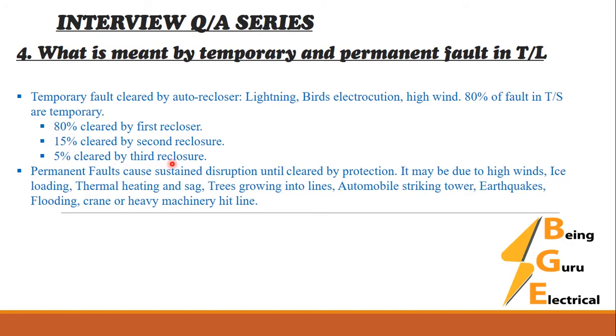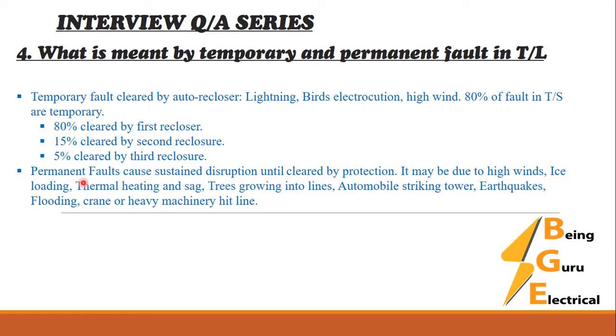But there are limitations on the auto recloser. On high voltage we are allowed to use only one recloser. In medium voltage you can use only 3 reclosers, but on low voltage you can use any number of auto reclosers. It depends on you. A permanent fault causes sustained disruption until cleared by protection.